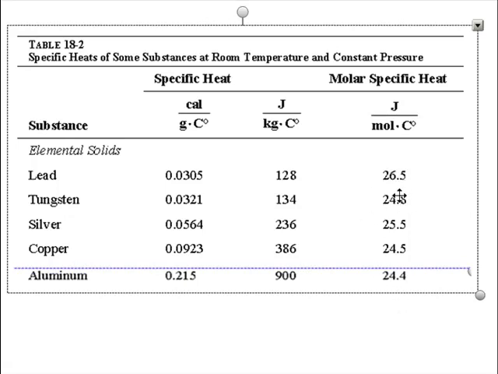So maybe when we talk about specific heats, it will be helpful to quantify it based not on the mass of a material present, but on the number of moles present. That's what we're going to do now for an ideal gas. And there will actually be two specific heats, one for constant pressure and one for constant volume. We'll start with the constant volume one first.